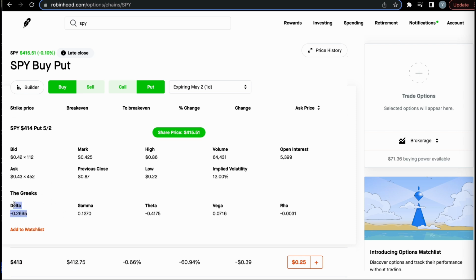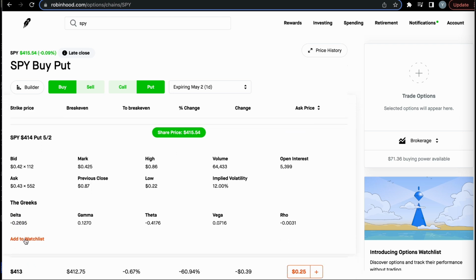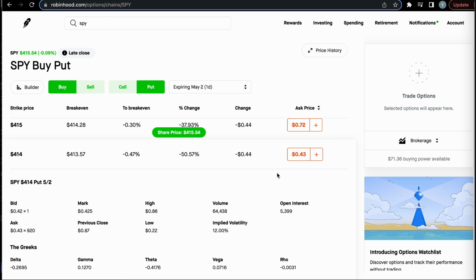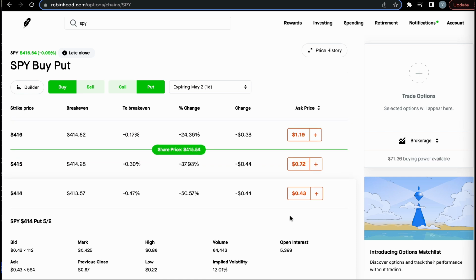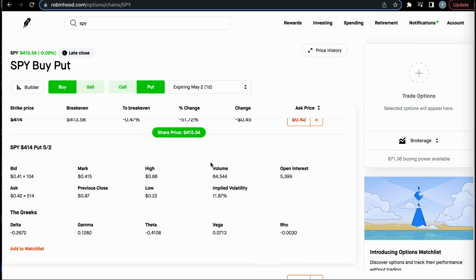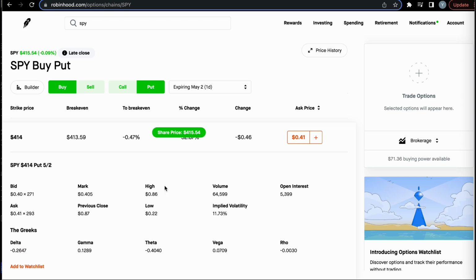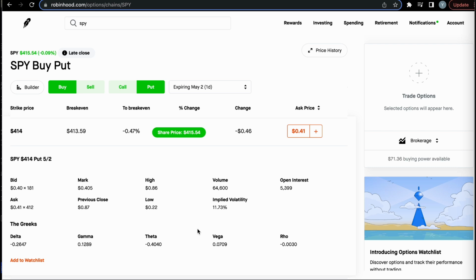Delta is not so bad. If this price goes in our favor, we're getting about $26 for every dollar it goes down. So if it actually hit that, we'd be making about $26 per contract. And theta is pretty bad because of how close the expiration is. If we hold this contract until tomorrow, it's pretty much worthless, and that is something you have to keep an eye on. To trade this contract, you're pretty much going in for scalping, and scalping can be a different video.